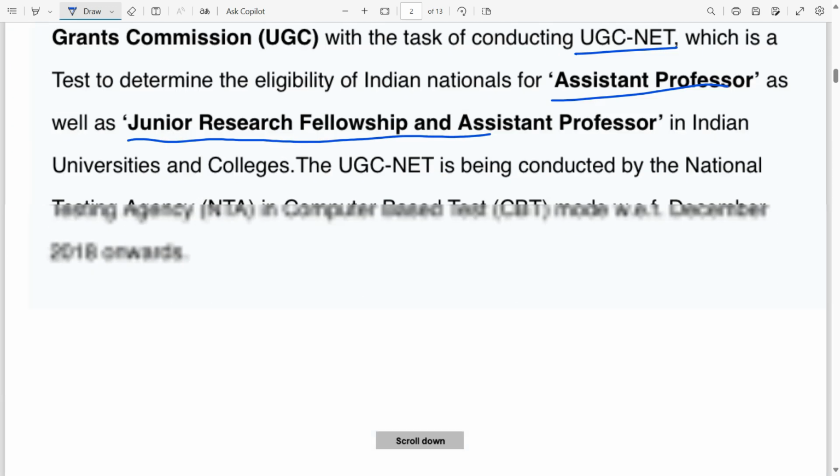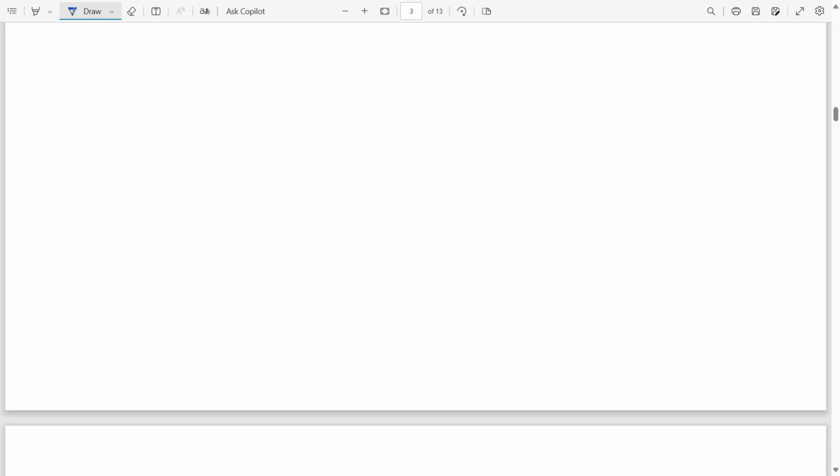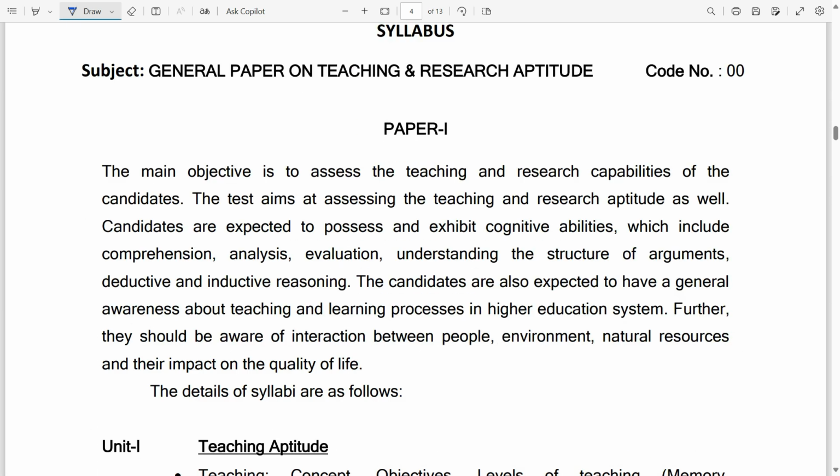Now coming to the next thing, the syllabus. Because this is an introductory lecture, we will talk about the topics asked in paper 1 and paper 2. Especially for paper 2, we will look at the sociology chapters, since we have taken this introduction mainly for discussing sociology topics. Paper 1 topics are the same for every aspirant, but paper 2 topics depend on the subject the students select. Paper 1 is named general paper on teaching and research aptitude.